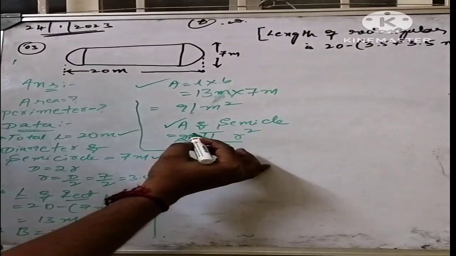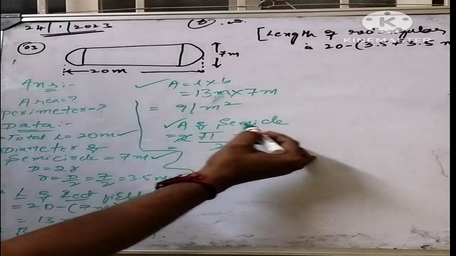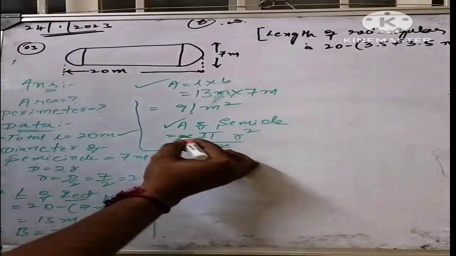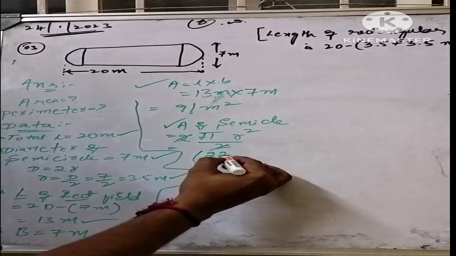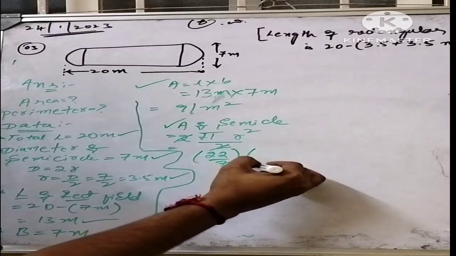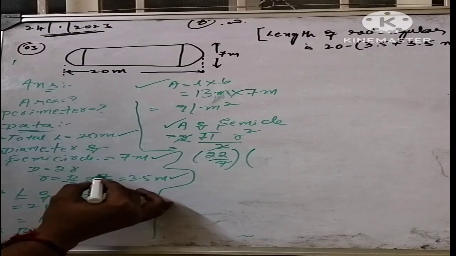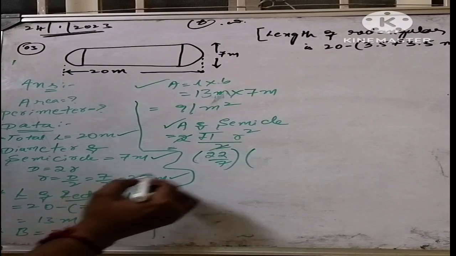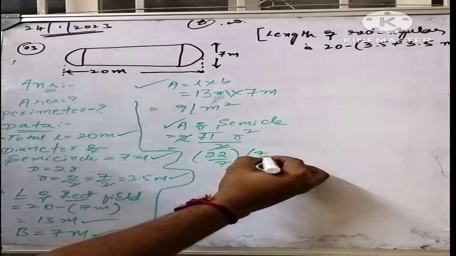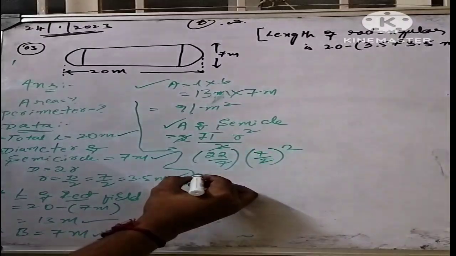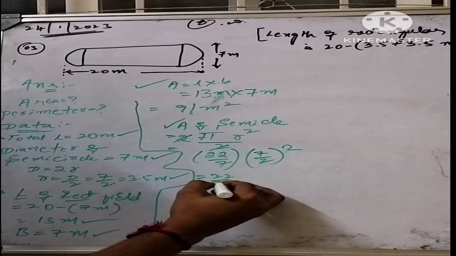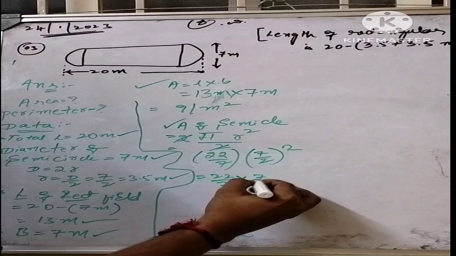So here we are finding the area of the semicircle. The 2 gets cancelled, pi means 22 by 7, and radius means we have found the radius. For the area, the radius is 7 by 2, or 3.5. I will take 7 by 2, 7 by 2 whole square. So now 22 by 7 into 7 by 2, 7 by 2.